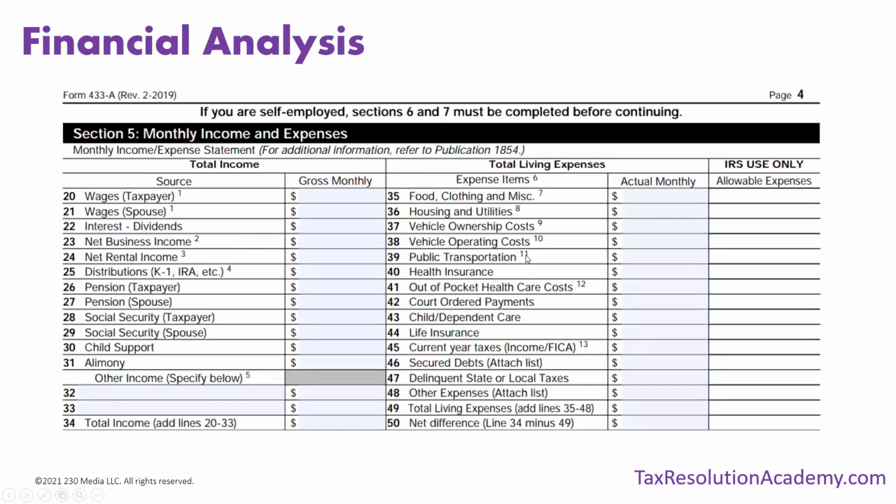So this is the Form 433A, Section 5, monthly income and expenses. On the left-hand side of the table is the income. On the right-hand side is the expenses.